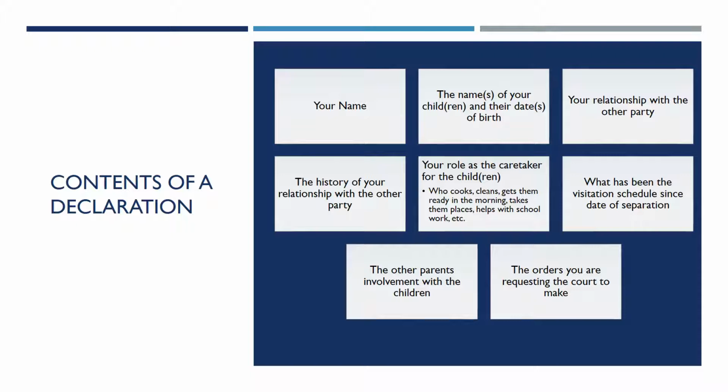The other parent's involvement with the children is also important. So you not only want to express what your role's been as the caretaker for the children, but what has the other parent done or not done? And finally, the orders you're requesting the court to make. You have to express very clearly what do you want the court to order.